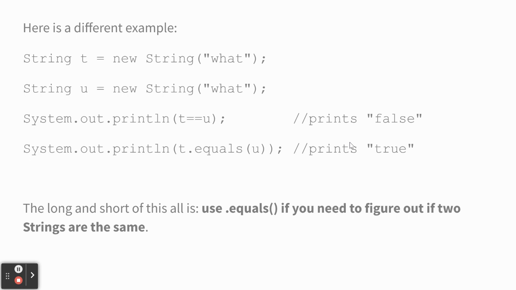Anyway, the long and short is use dot equals if you want to check if two strings are the same. But you can't use dot equals with primitives. So if you're checking if two integers are the same, you have to use the double equal sign. Questions?